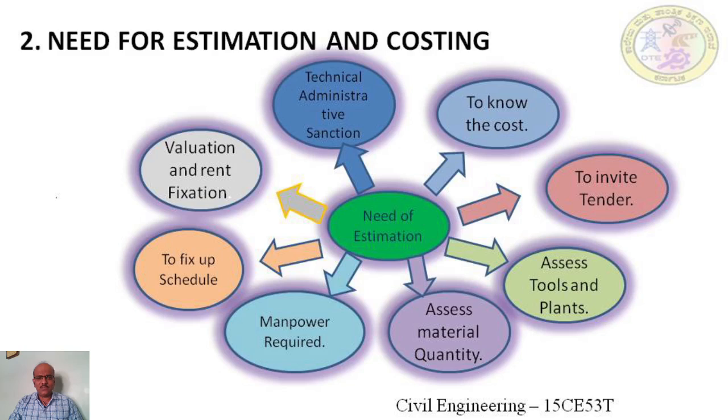The third one is to assess the tools and plants required for the completion of work, and also to assess the quantity of material required and manpower required. All other resources can be assessed from the estimation. Estimation is also required to fix up the schedule of construction. The schedule of completion of the project work can be fixed depending upon the magnitude of work involved, tools and plants involved, and material involved. The estimation is also required for existing buildings, for evaluation and rent fixation.